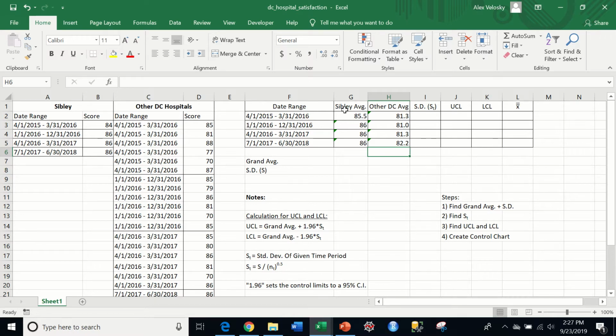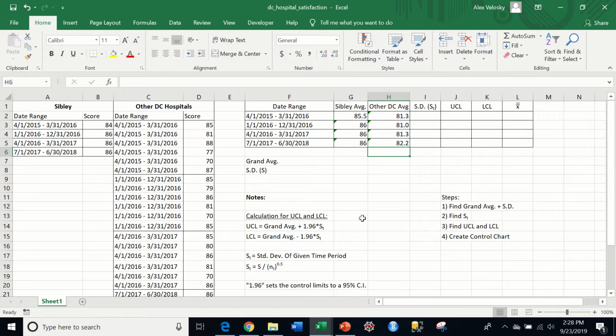Okay, so this is our basic information so far, and just looking on the surface right here, we can see that Sibley Hospital looks like it has better patient satisfaction scores on average compared to its DC competitors, but we'll let the control chart visualize that for us soon. Okay, now back to our first steps.